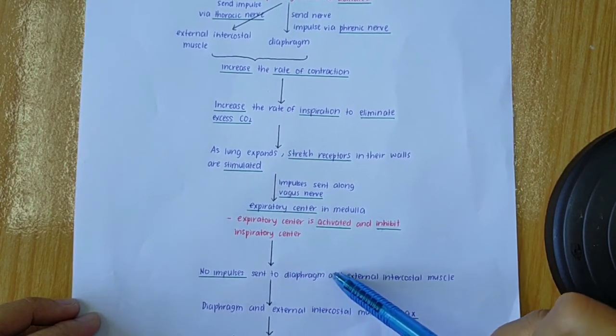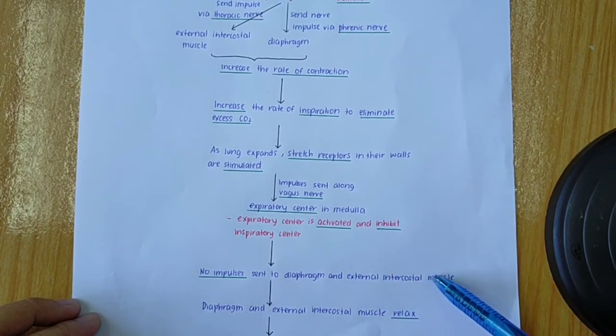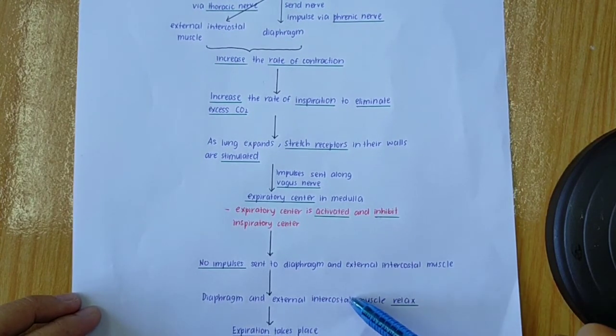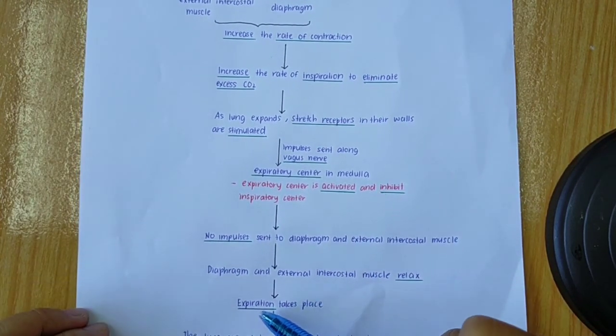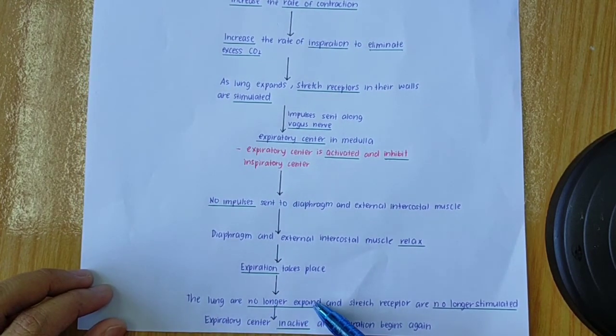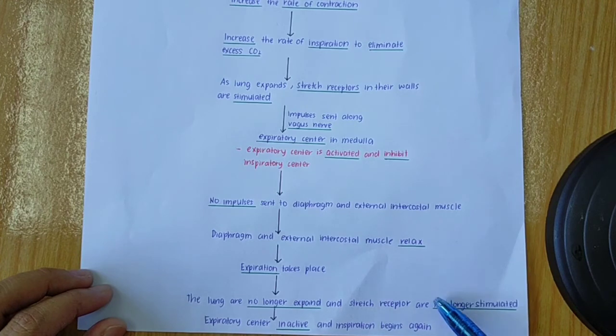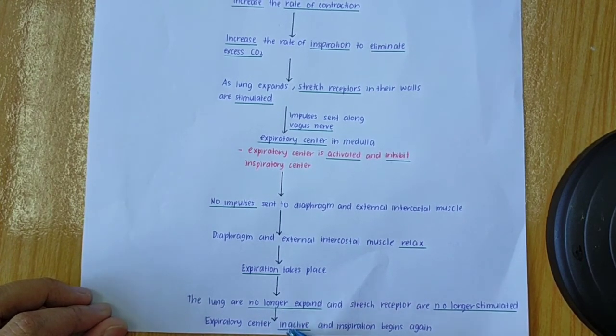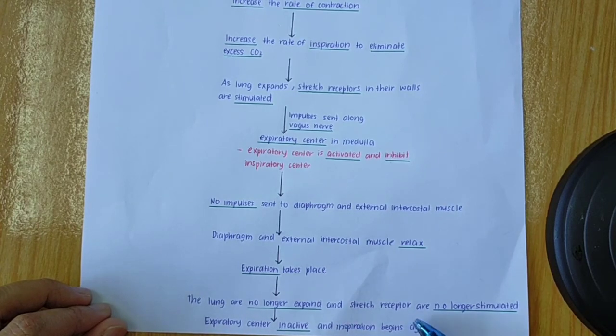So bila kedua-dua diaphragm dan juga external intercostal muscle does not receive the impulse, that's why both diaphragm and external intercostal muscle will be relaxed. What will take place? The process is expiration. So the lung is no longer expanded and stretch receptor is no longer stimulated. What happens? The expiratory center is inactive and inspiration begins again.